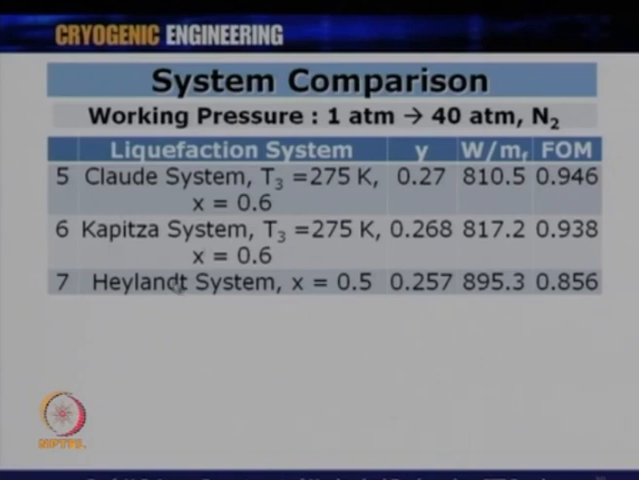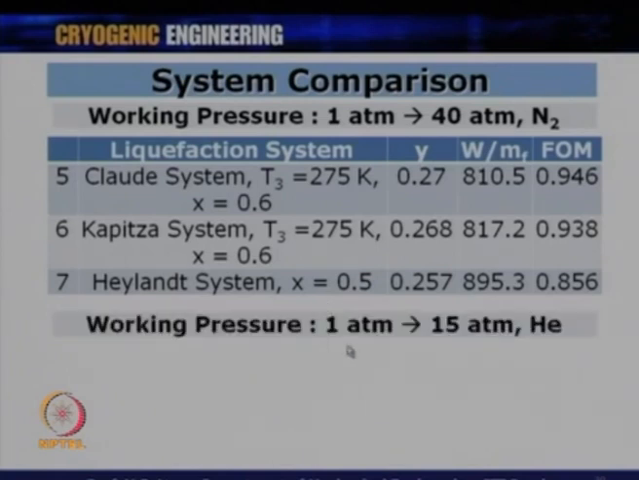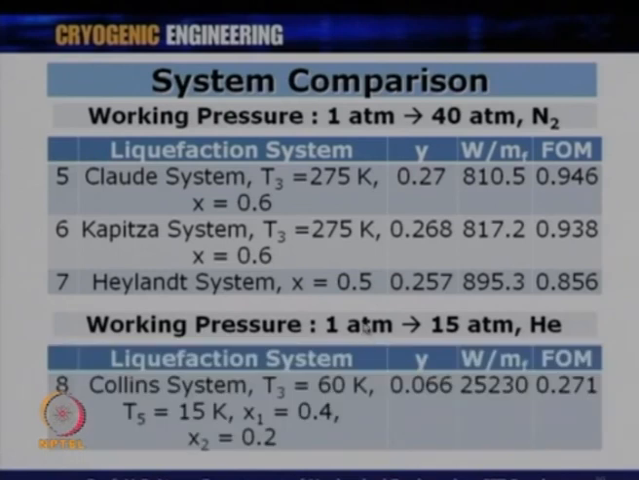Then I had the Kapitza system and Heylandt system, where you can again see that the Y value is quite high, W by MF is quite low and FOM is also quite good, but they are all giving me a temperature of around 80 Kelvin. They are all using a single expansion device. If I go now from 1 atmosphere to 15 atmosphere using helium as a working fluid, with the Collins cycle, and expanders having inlet temperatures of 60 Kelvin and 15 Kelvin with ratios of 0.4 and 0.2, you get Y at 4.2 Kelvin around 6%. W by MF is of course very high because you got a very small value of Y, and the figure of merit in this case is 0.271.